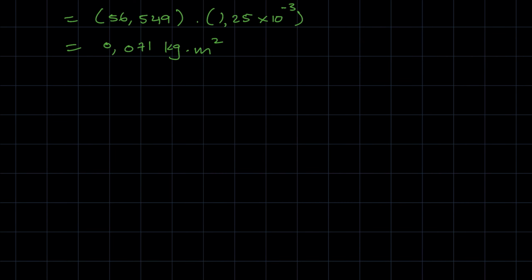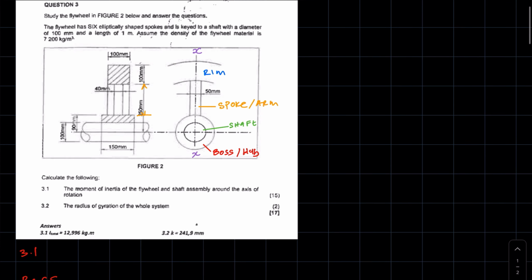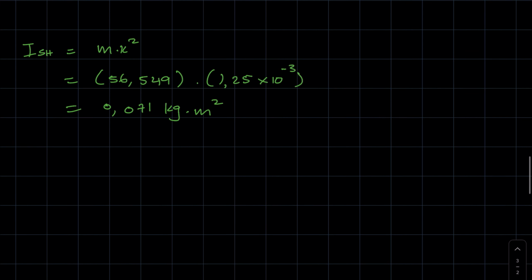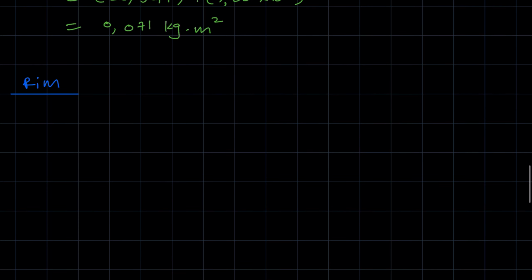So now we move on to the rim, which will essentially be the last part here. We've looked at the boss, the shaft, the spoke. Now we look at the rim. We first calculate the mass of the rim. R stands for rim, and this will be rho times the area times the length.